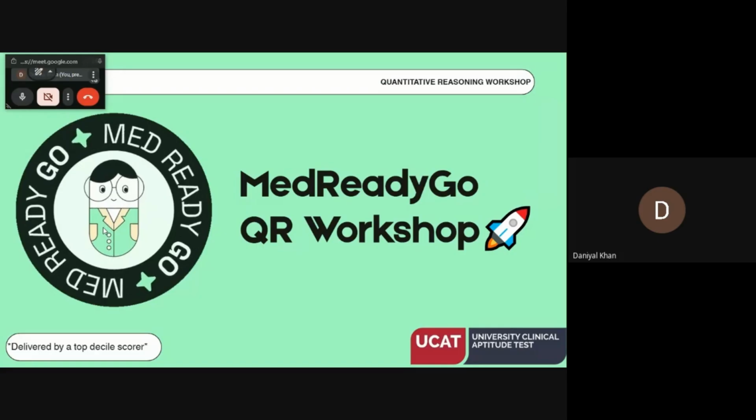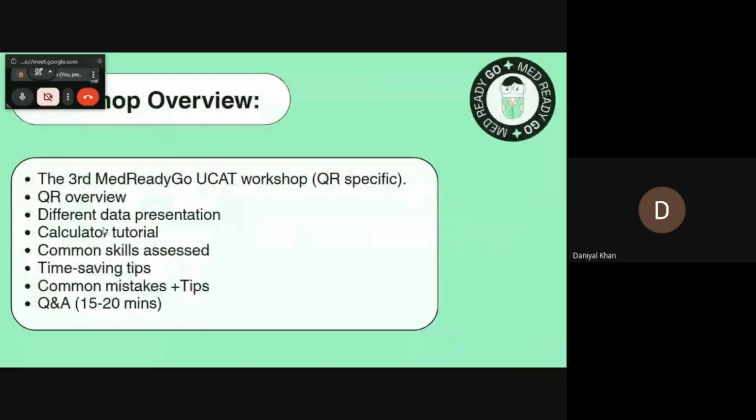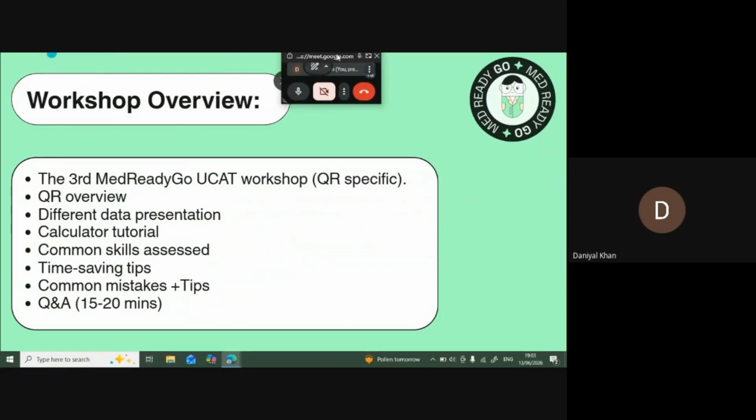Yeah, let's just quickly start with the QR section. And if you do have any questions during the actual meeting, feel free to pop in chat and I'll try to answer. So just a quick little overview of the workshop today.